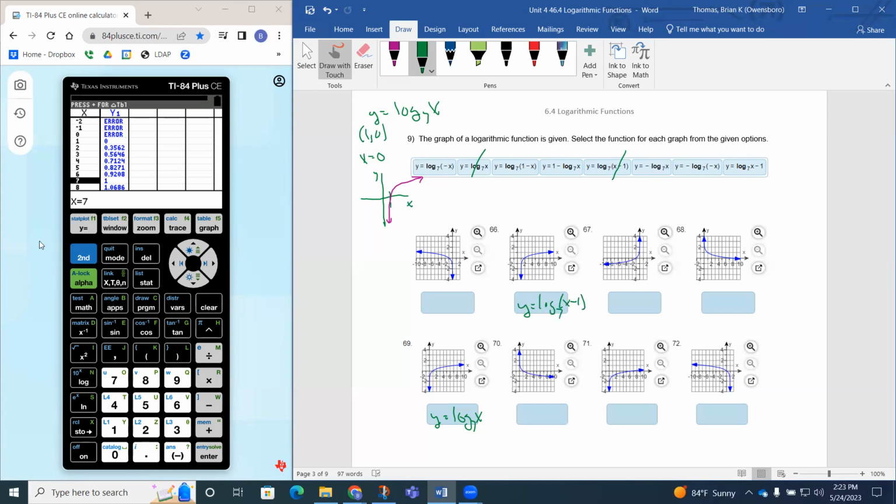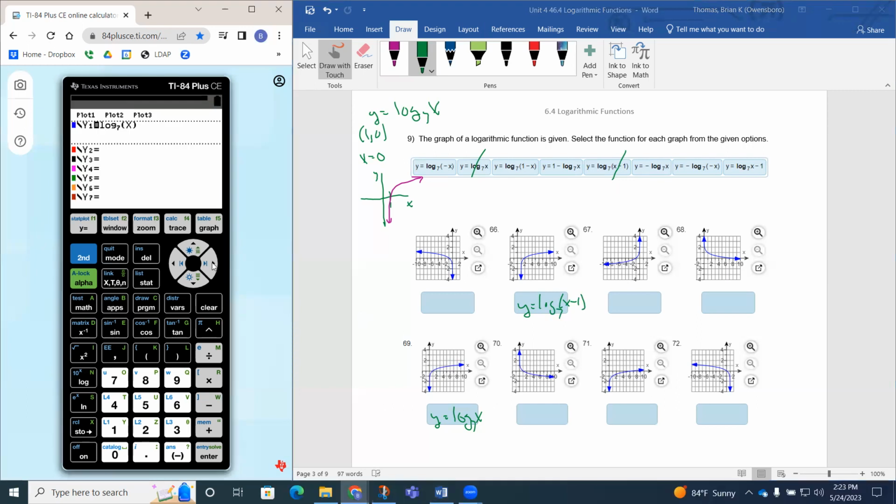If I want to double check myself, I can type in y equals, and we can delete there, put x minus 1. That looks correct. If I hit graph, notice how that slides over to (2, 0). The rest of the graph really isn't shown very well, but it's just going down close to the y-axis. So that one's out of the way.